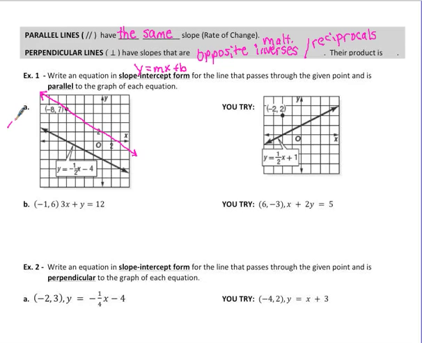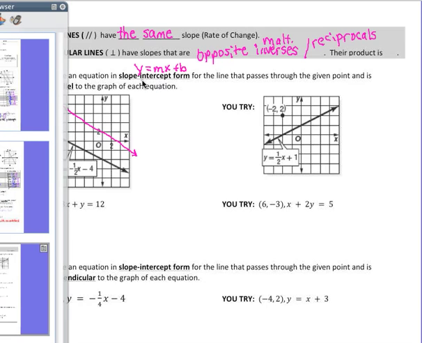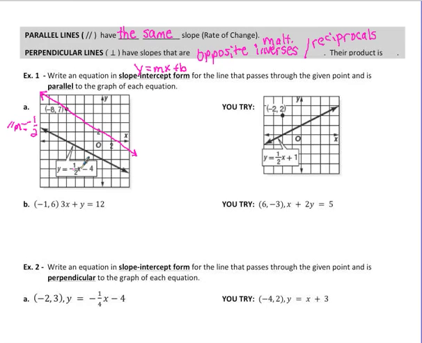So my parallel slope, that's an m, is -1/2. Now I have a point and a slope to create the equation of the line. We've done this several times. So we get y minus 7 equals -1/2 times x plus 8.